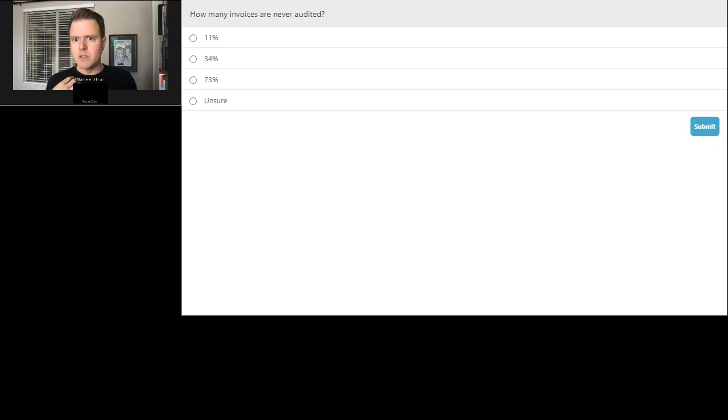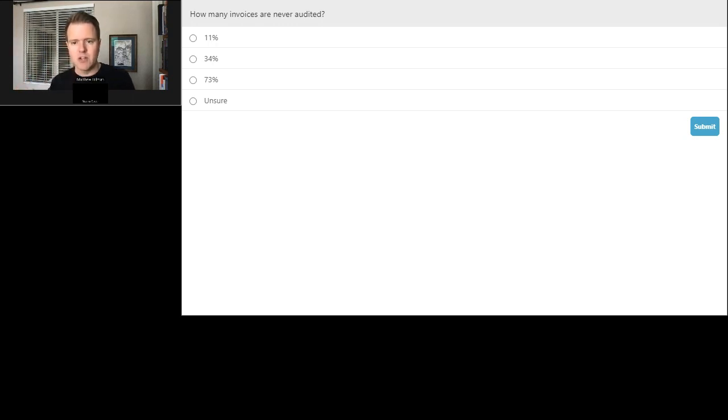The thing that we learned in the very early days of OpenEnvoy was just how the landscape actually works and how AP teams are trying to solve some of these problems, because AP teams tend to be overworked. So I was trying to figure out how many invoices are actually audited around the world. What does that number look like? And conversely, how many are never audited?